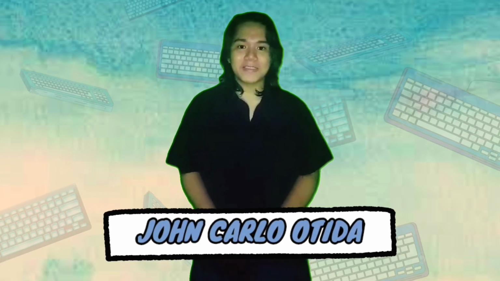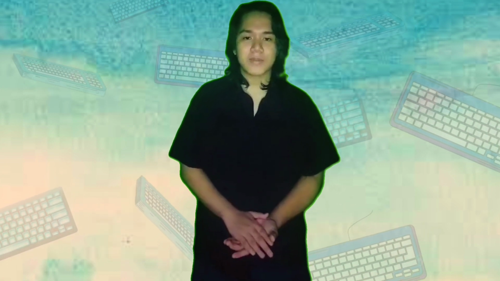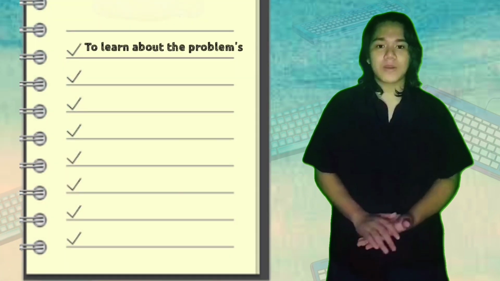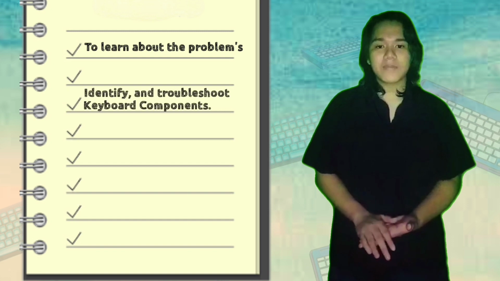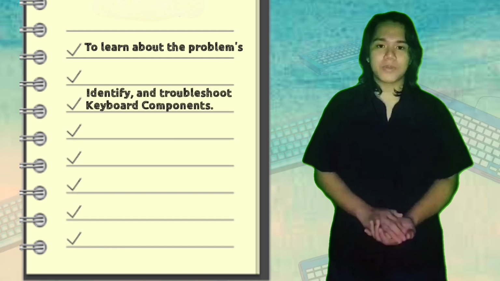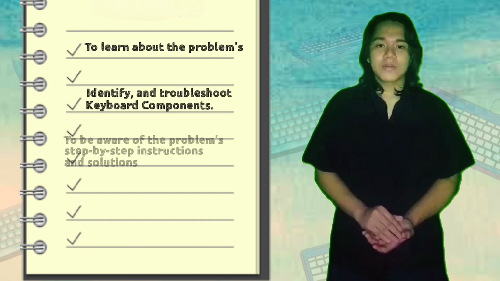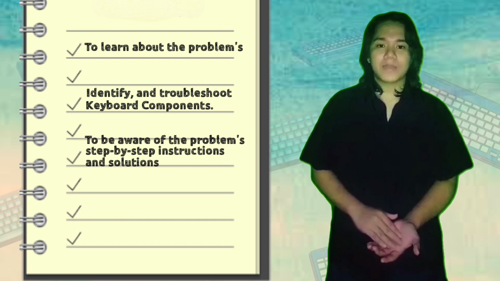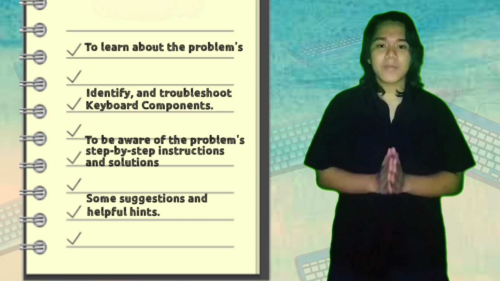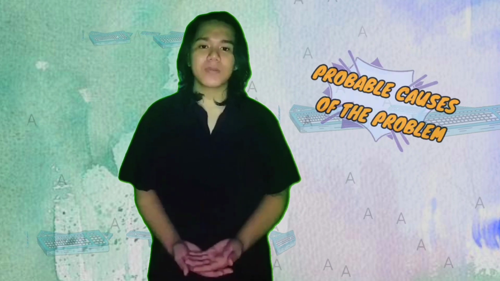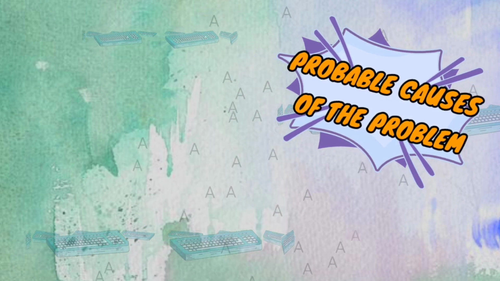Hi, I'm Carlo Otida. Before we proceed any further, we must first define our project objectives. First, we will learn about the problems, most likely the causes. Second, we will identify and troubleshoot keyboard components. Third, to be aware of the problem, step-by-step instructions and solutions. And lastly, some suggestions and helpful hints to solve your keyboard issues. Now that we know our topic objectives, let's proceed to the probable causes of the problem.